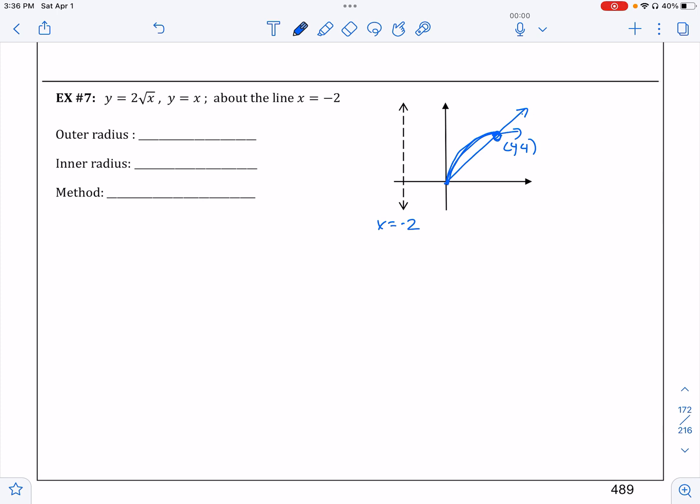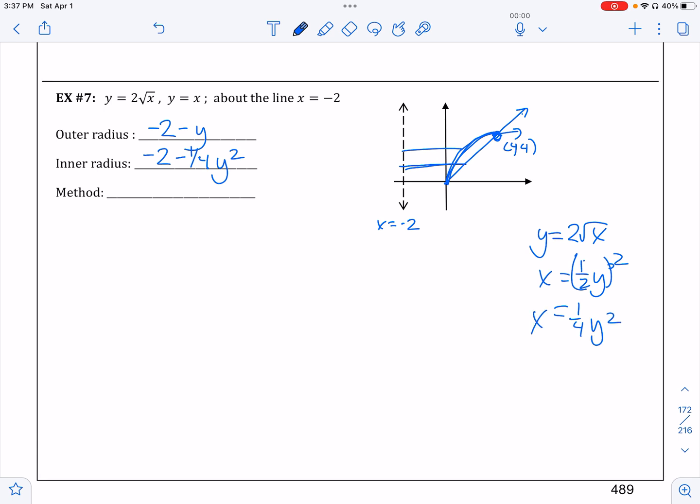We can tell that this outer radius is from here to here, so it's negative 2 minus y, versus the inner radius, which is from here to here, so it's negative 2 minus 1/4 y squared. Remember, because y equals 2 times the square root of x, if you rewrite it in terms of x, x is 1/2 y squared, which is really 1/4 y squared. This again would be something where you're boring it out to find the actual volume.